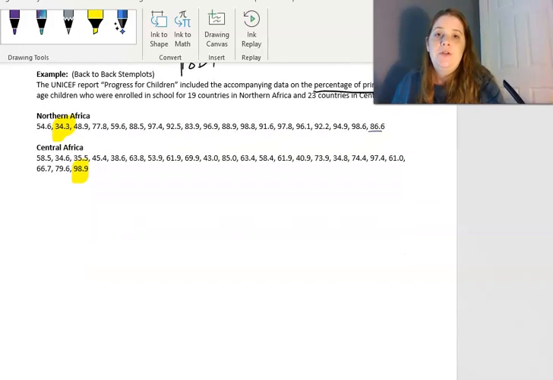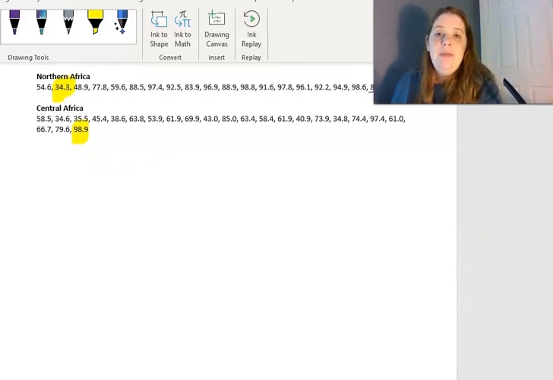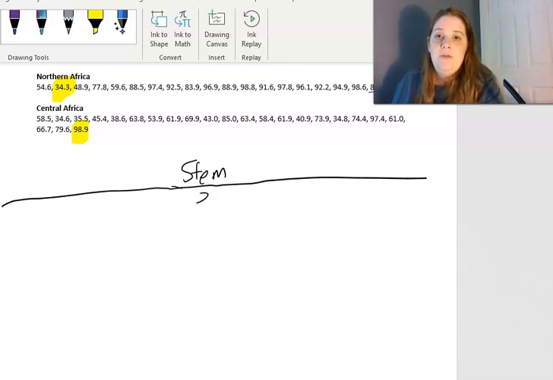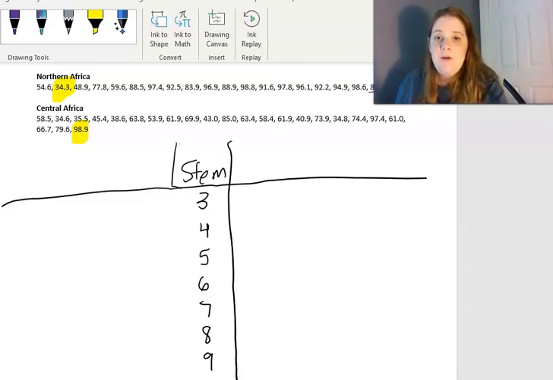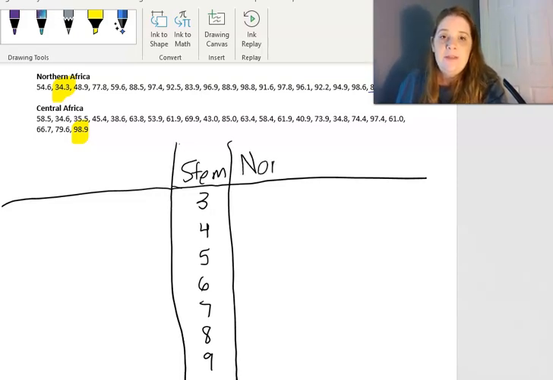All right, so 3 through 9. So I'm going to go ahead and in the middle of my paper, I'm going to go ahead and say stem. I'm going to draw a big line across here, and I'm going to go 3, 4, 5, 6, 7, 8, and 9. There are my stems. And I'm going to go ahead, and it doesn't really matter which one goes which, you just have to label them. I'm going to label the one on the right. This is going to be for Northern Africa.